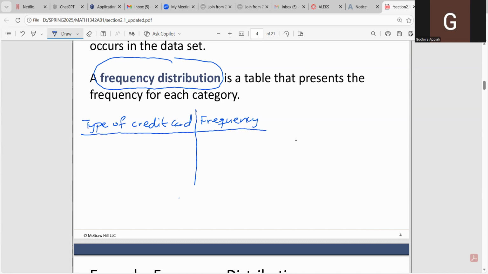And the credit cards that are present here are going to be MasterCard. That is the first type of credit card we have. The next one is going to be the Visa card. The next one is the American Express.